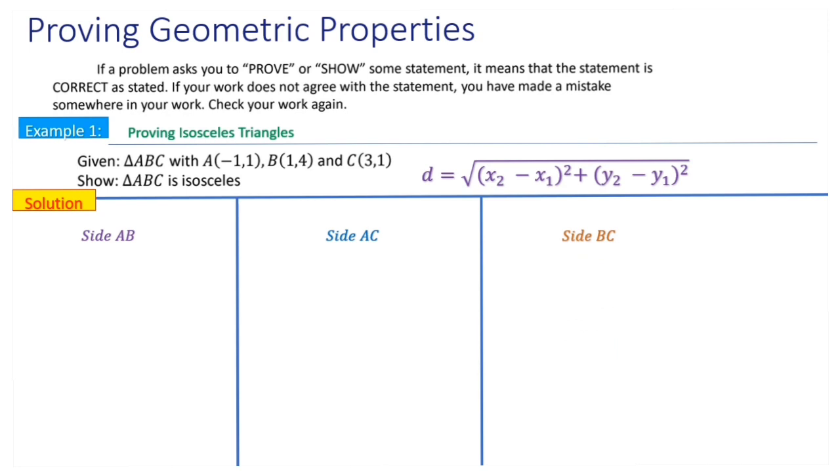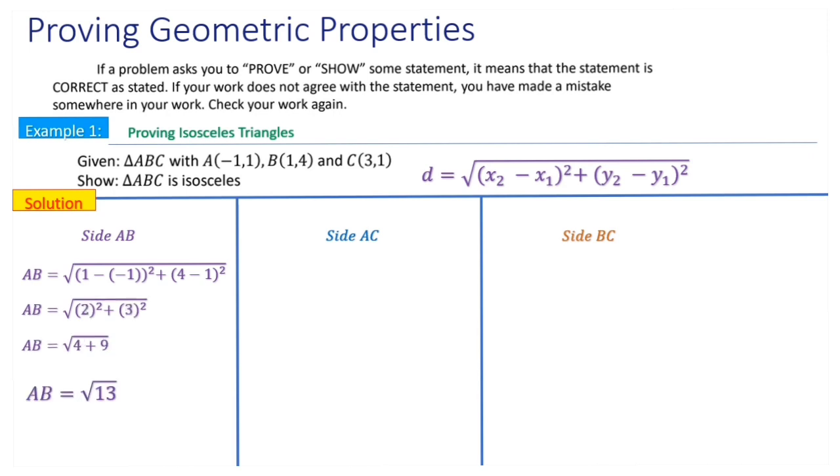Using the formula here, you already have A and B. So negative 1, 1, B, 1, and 4. So those are your 2 points. By proper substitution, you're going to get something like this. And your answer is going to be square root of 13. As quick as that, right?